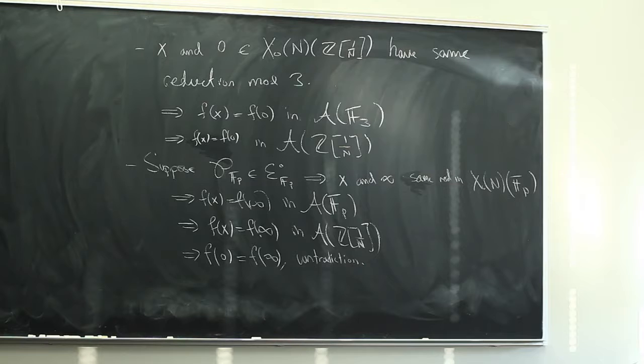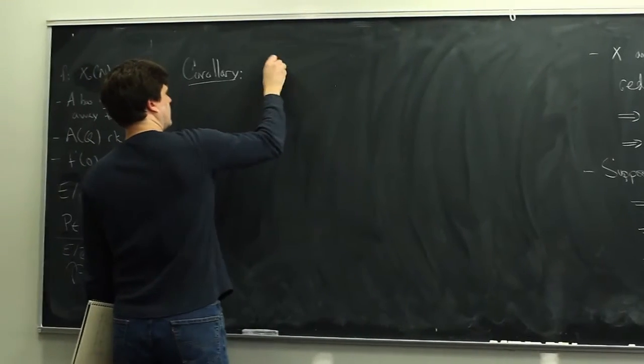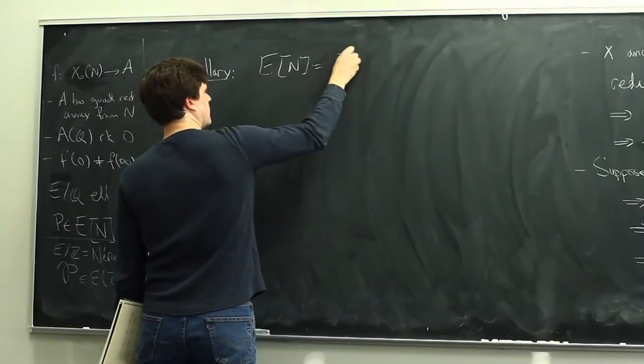And so just like in step 2, we get the same corollary here. If P is a prime of bad reduction, then E of n splits.